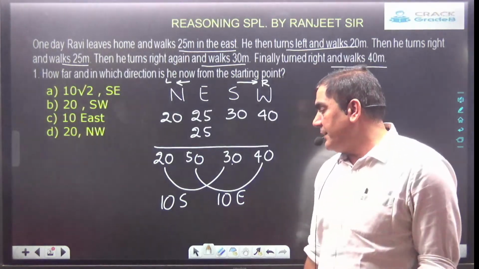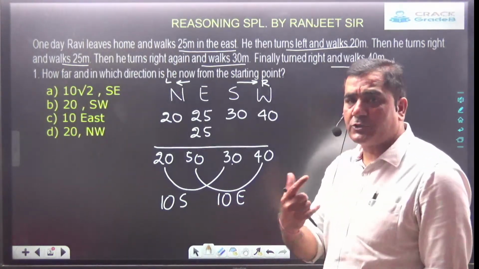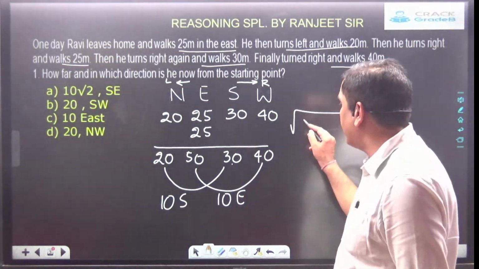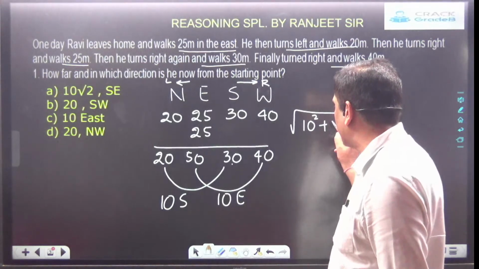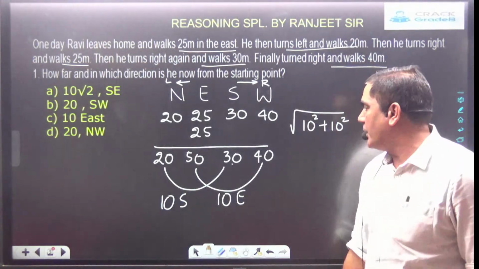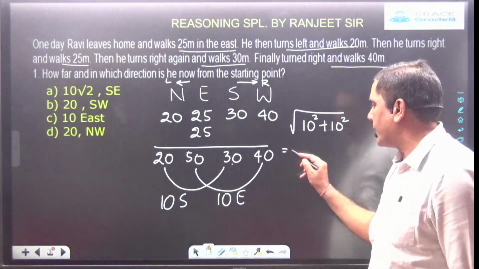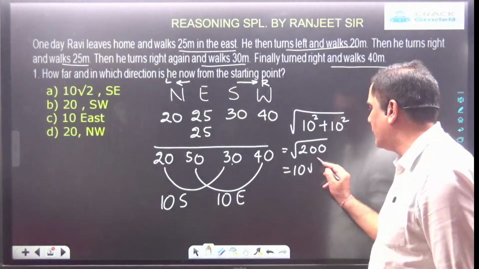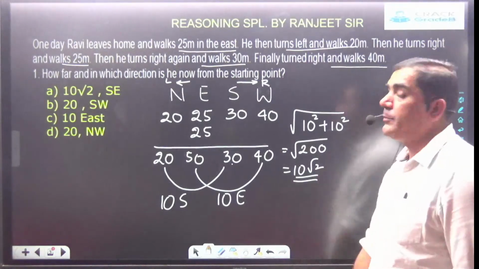Now, whenever they ask what should be the distance, simply take the square of these two numbers under the square root sign, and you will get the answer. So distance should be 10 square plus 10 square. Comes out to be root 200, and that comes out to be 10 root 2. So distance should be 10 root 2.